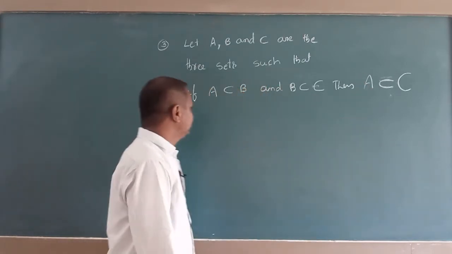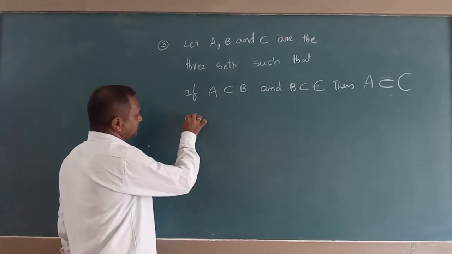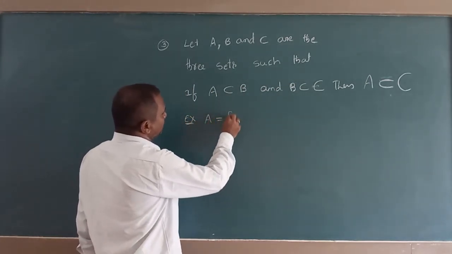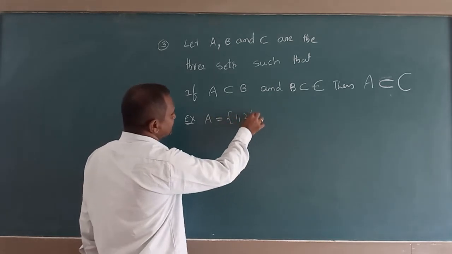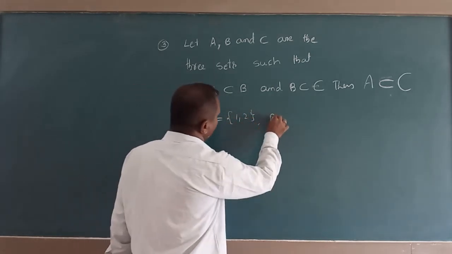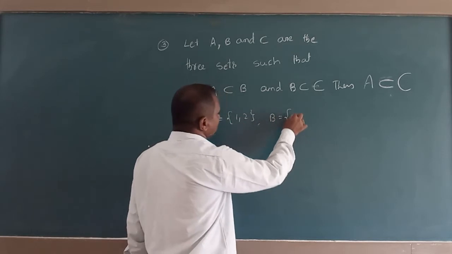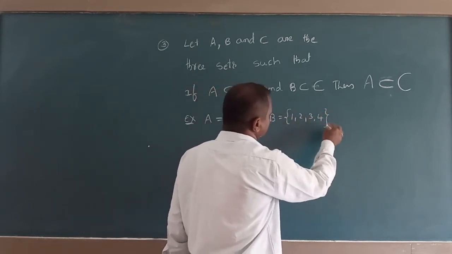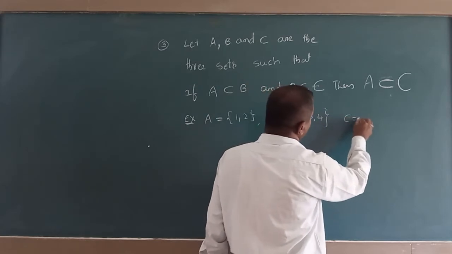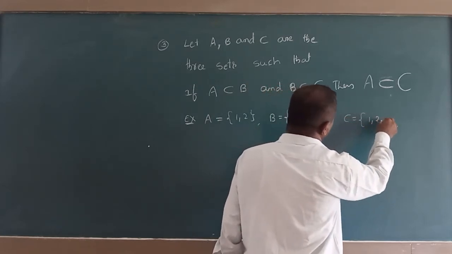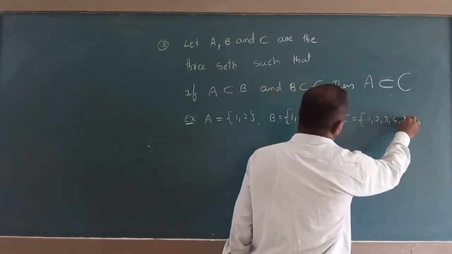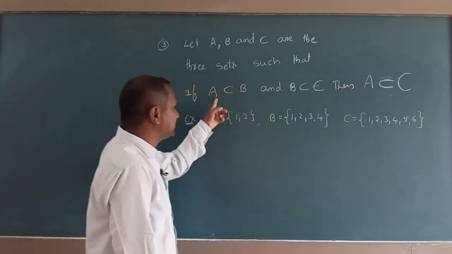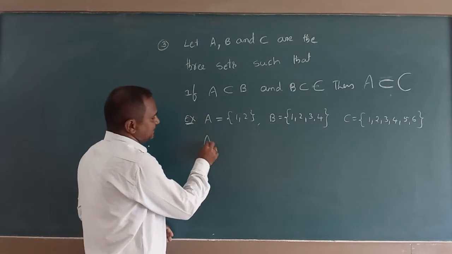See one example. A is equal to 1, 2. B is equal to 1, 2, 3, 4. And C is equal to 1, 2, 3, 4, 5, 6. We check the first condition: is A a subset of B or not?